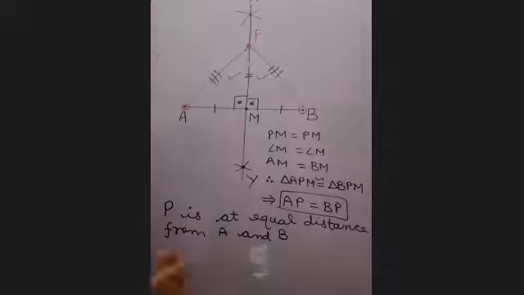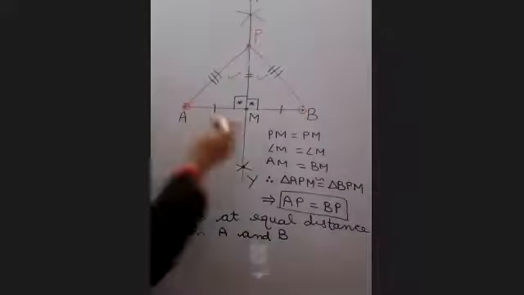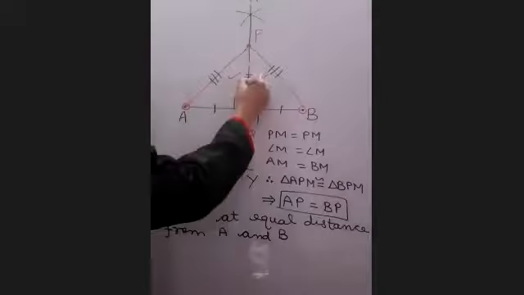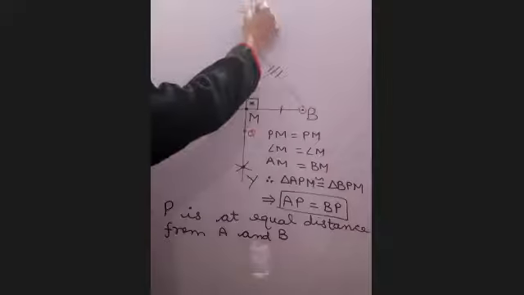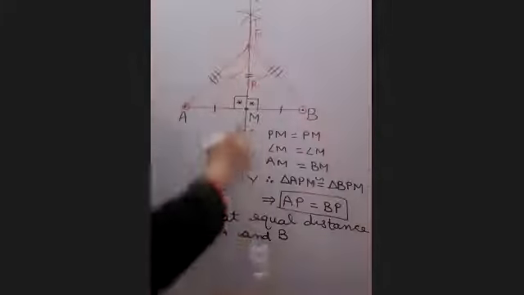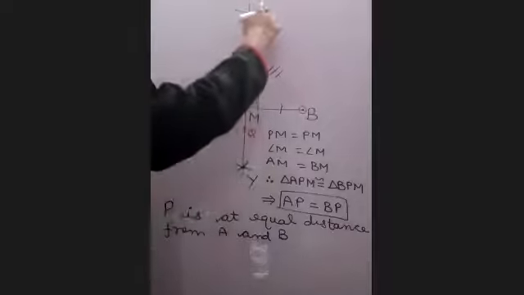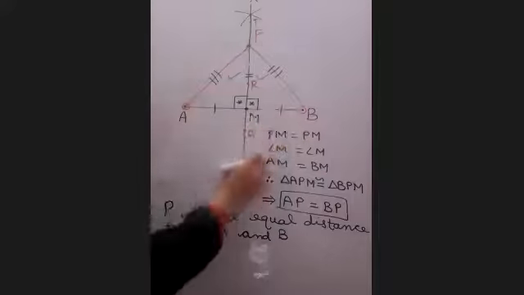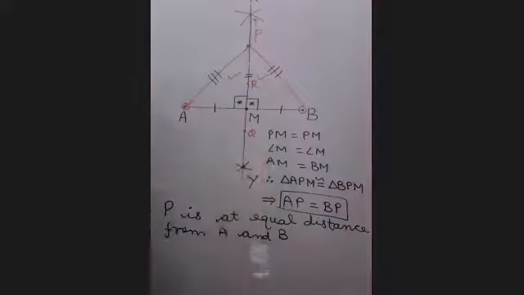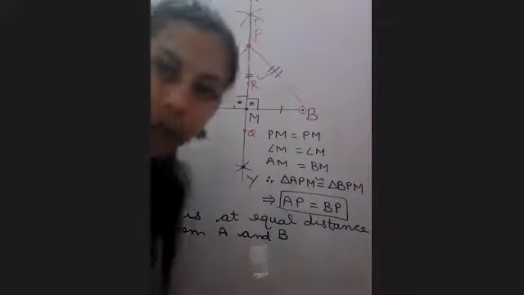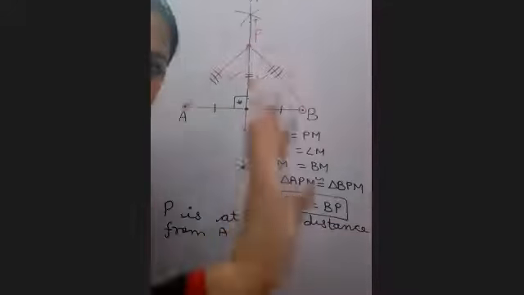Now, children, instead of P, if I take any point Q here, any point R here, any point on this line, will that point also be at equal distance from A and B using the same logic? Yes?